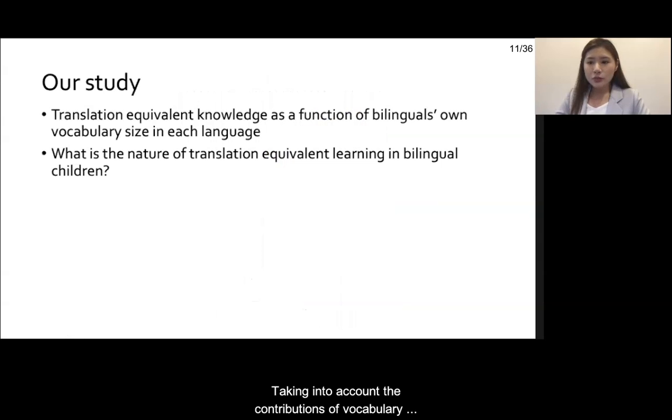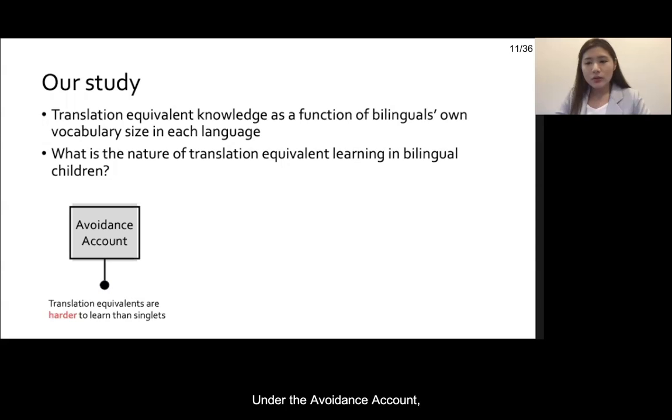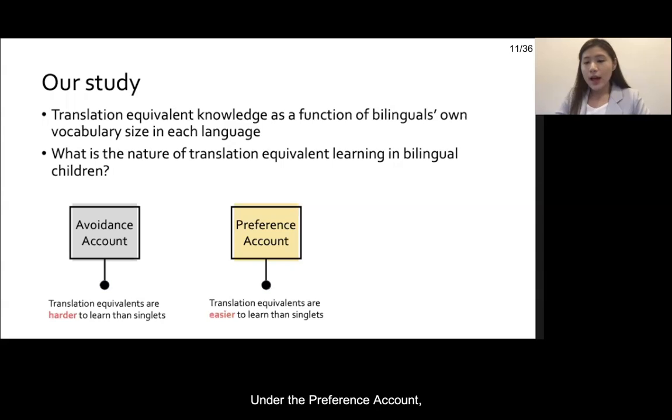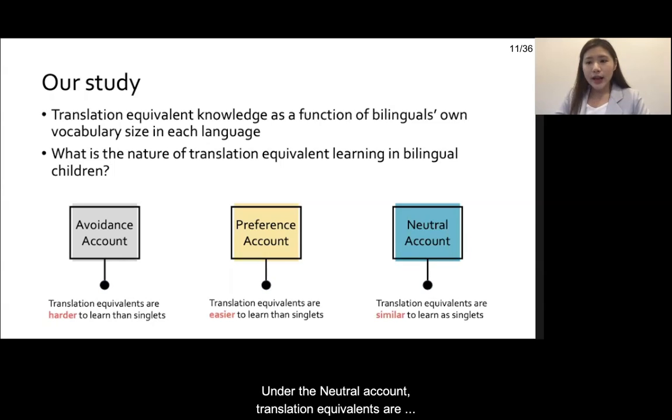Taking into account the contributions of vocabulary sizes and developmental level, our study asked what the nature of translation equivalent learning is in bilingual children. In particular, we aim to test the three accounts of translation equivalent learning. Each account would lead to different outcomes. Under the avoidance account, translation equivalents should be harder to learn than singlets. Under the preference account, translation equivalents should be easier to learn than singlets. Under the neutral account, translation equivalents are similar to learn as singlets.